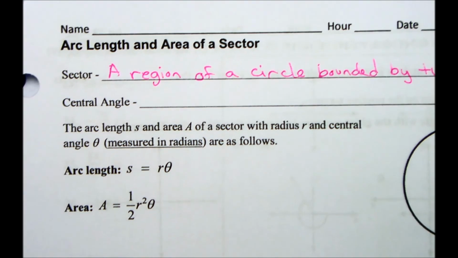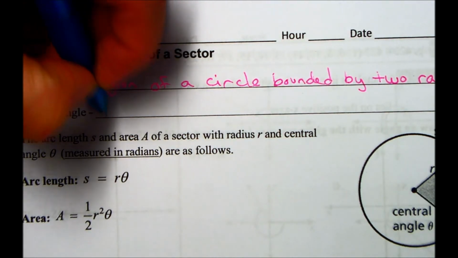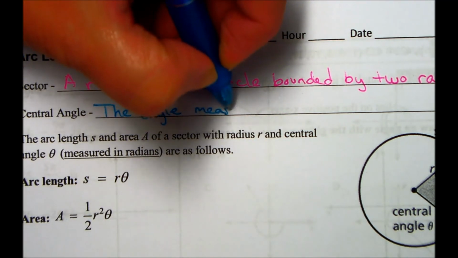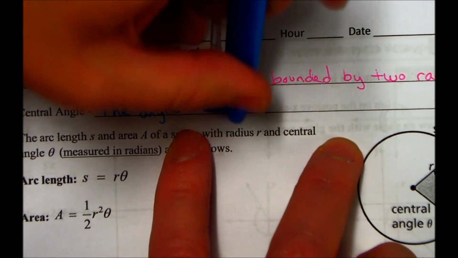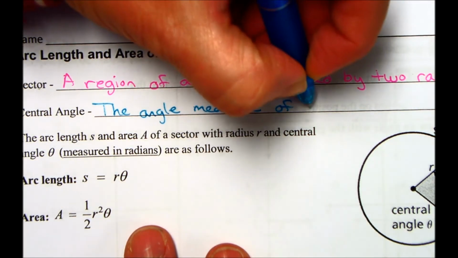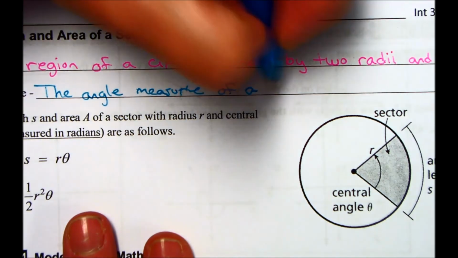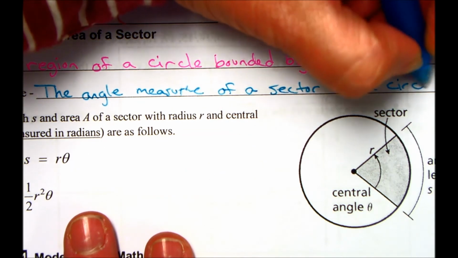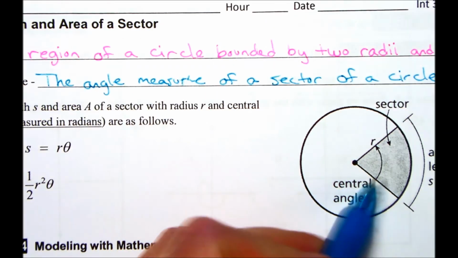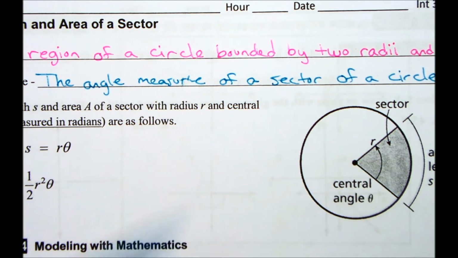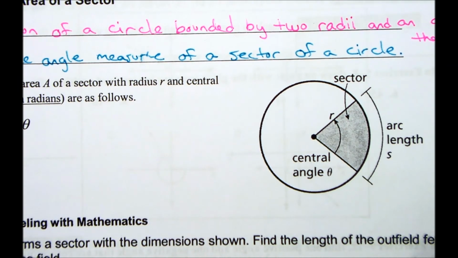All right, so central angle is another term that you need to know, and you should have heard this before. Central angle is the angle measure of a sector of a circle. So the measure of this angle is the central angle, and we'll call that theta. So the angle measure of a sector of a circle.